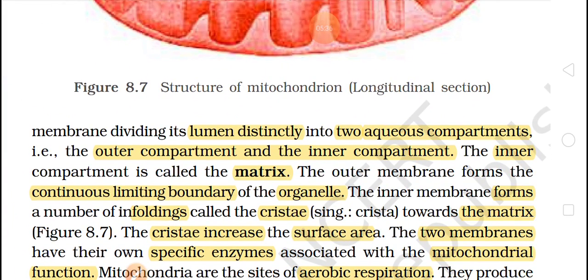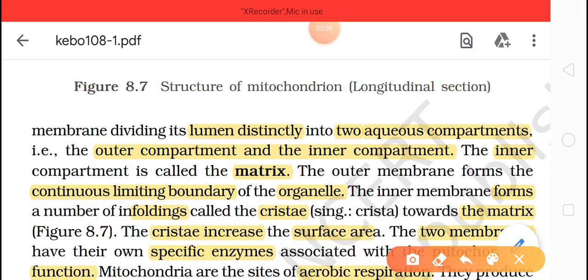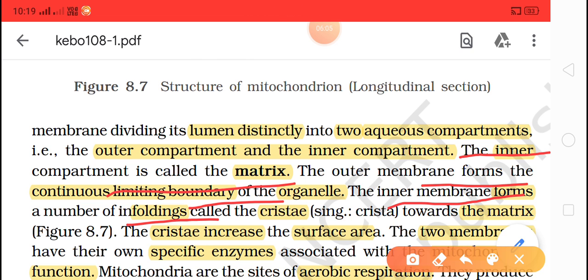The inner membrane, children, see the inner membrane first. The inner membrane compartment is called the matrix, and the outer membrane forms the continuous limiting boundary of the organelle. So the inner membrane forms a number of enfoldings called cristae towards the matrix, and the function of these cristae is to increase the surface area.